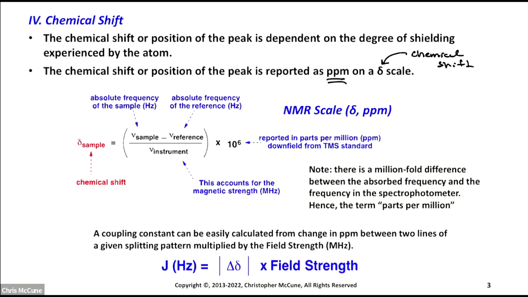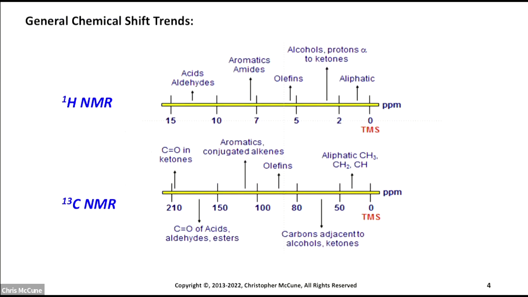Coupling constants are related to this. A coupling constant can be easily calculated from the change in chemical shift between one line and another line of a signal. So if you have a triplet, you can look at the difference between the first two lines in ppm and then multiply it by your magnetic field strength, which is in megahertz. And so that's how you get back into a coupling constant value in hertz. You probably won't be doing that unless you're actually really working with NMR spectra, solving structure and reporting and things like that.